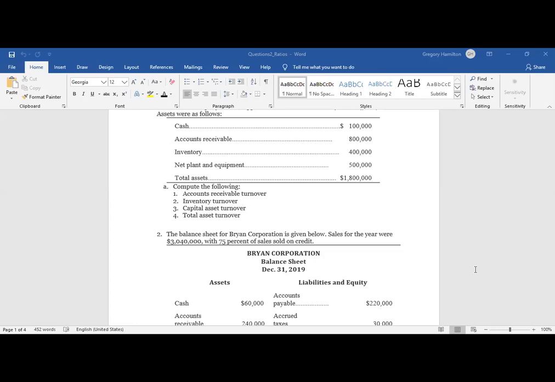Professor, for inventory turnover, for cost of goods sold, how do we find that with the information given? In some cases, you can use sales rather than cost of goods sold. So if you're not given cost of goods sold, you should use sales. Okay.